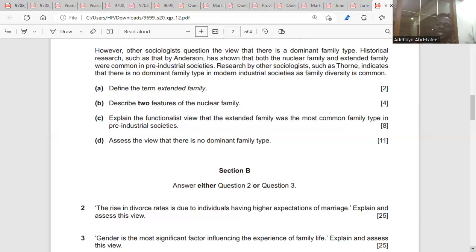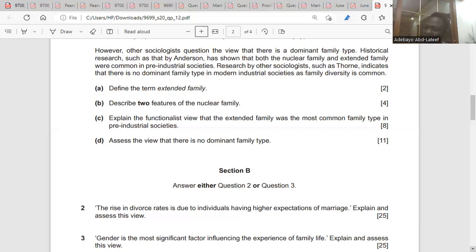We're talking about the functionalist view that pre-industrial society is basically dominated by the extended family. That is the point, that the extended family takes charge in pre-industrial society. Pre-industrial society is before now. This is the industrial era now, and things have changed. There's what we call advancement now, but then there was no advancement.